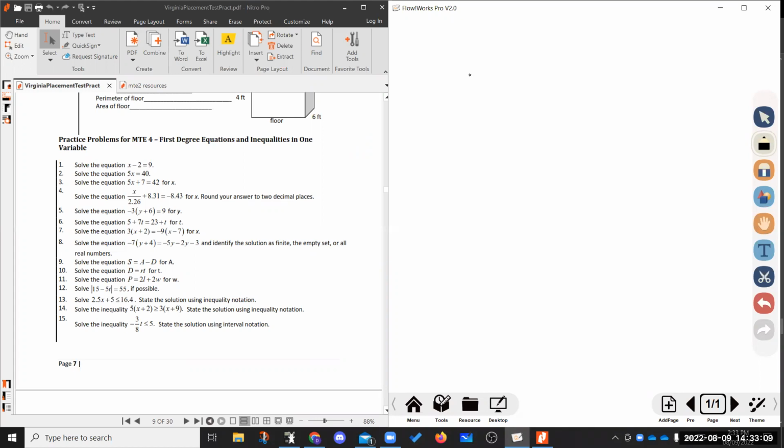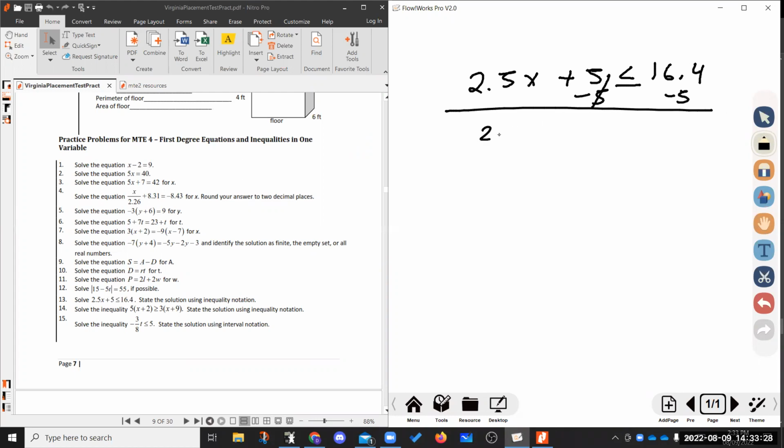Now we're ready for some inequalities. 2 and 5/10 x plus 5 is less than or equal to, that line underneath it means or equal to, 16 and 4/10. State the solution using inequality notation. So we're going to subtract 5 from both sides. When we do that, 2 and 5/10 x is less than or equal to 11 and 4/10.